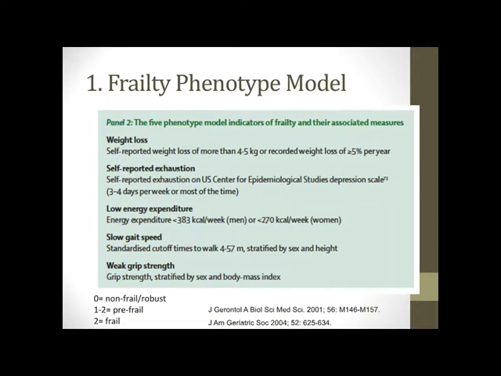And so it was found in this study that the presence of frailty within the Cardiovascular Health Study was about 7%. So what that means is somebody who has 0 of these things is not frail. Somebody who has 1 to 2 of these things is pre-frail, and someone who has 2 or more would be frail.